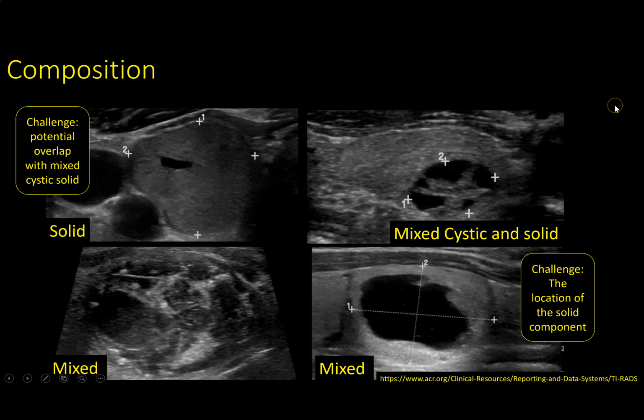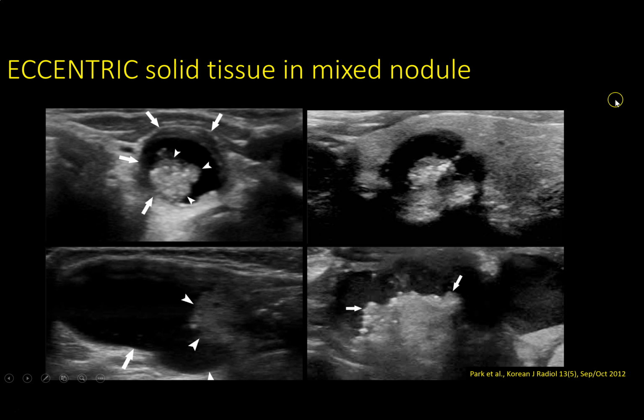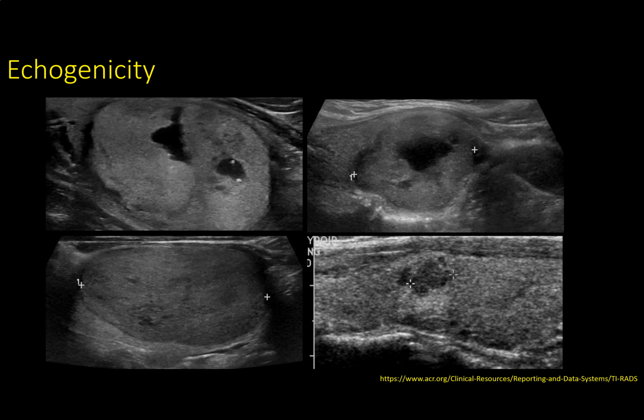Eccentricity is a very important characteristic to take into mind. And here are 4 examples of eccentric soft tissue in a predominantly cystic nodule. All of these patients turned out to have papillary thyroid carcinoma. These particular patients do show other concerning features like punctate echogenic foci that can be lobulated or have irregular borders. My point here is, if it's mixed cystic solid, please note if the solid component is predominantly eccentric and characterize that aspect. Beyond composition is echogenicity.